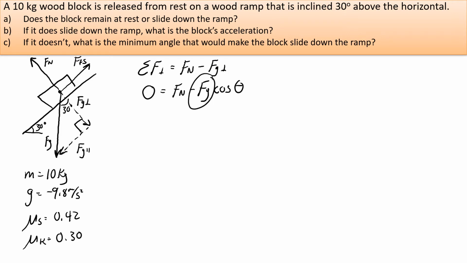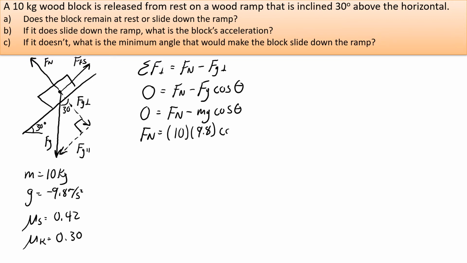Now remember, Fg is just equal to mg, so we can break this down even further. Mg cosine theta. So the normal force is equal to the mass, 10 kilograms, times 9.8 times the cosine of the angle, which is 30 degrees. And when you do that multiplication, you get 84.87 newtons. So we know this is about 85 newtons.